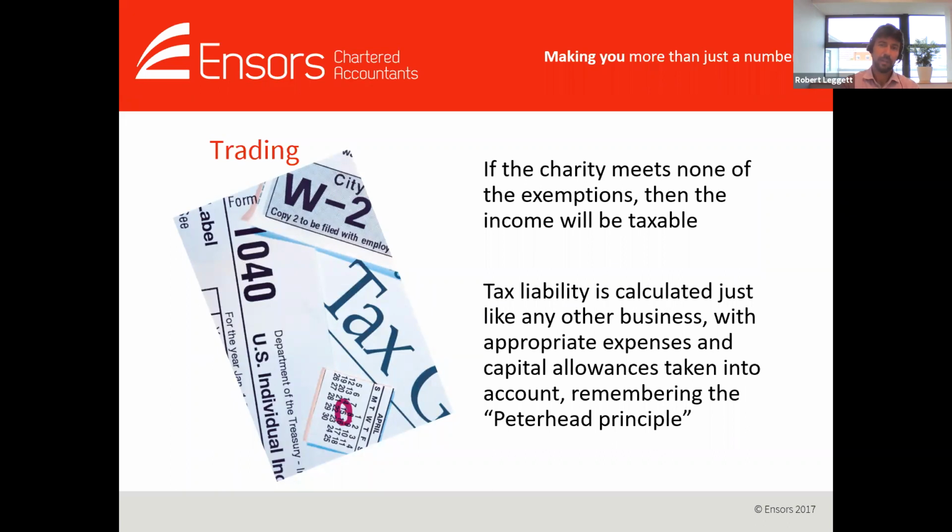And effectively, you had to calculate the tax liability for the charity with appropriate expenses and capital allowances, but taking into account the value of any gifts that were made to the charity. So, for instance, if the charity is only able to run this trade because of volunteers who give up their time and staff various trading activities for free, we would be able to value the time that they are putting in, and we would be able to claim that as an expense in calculating the trading profit. And the same if we were given donations of goods, etc., to sell.